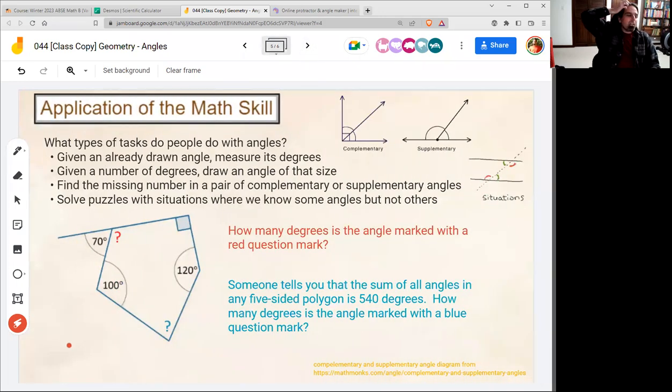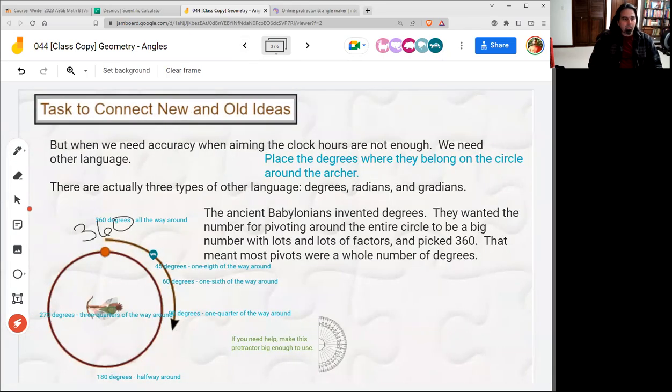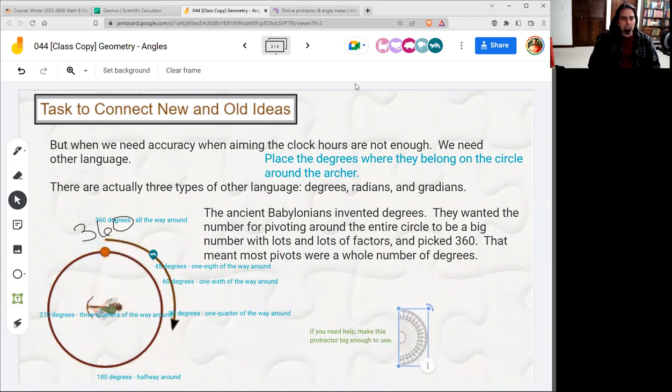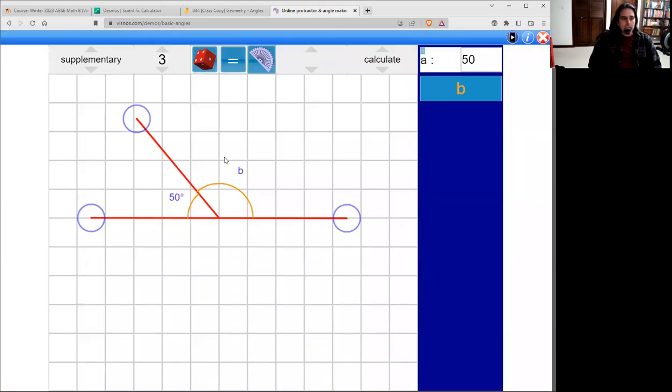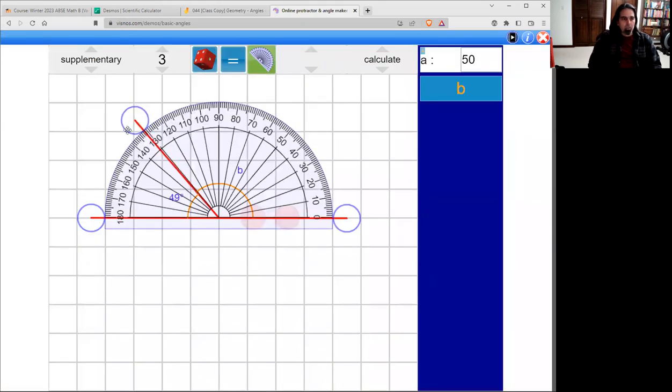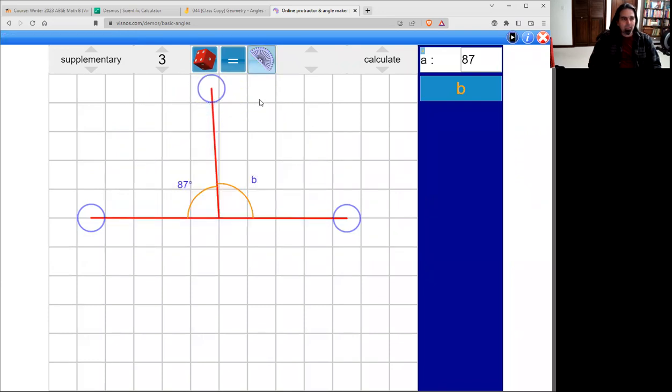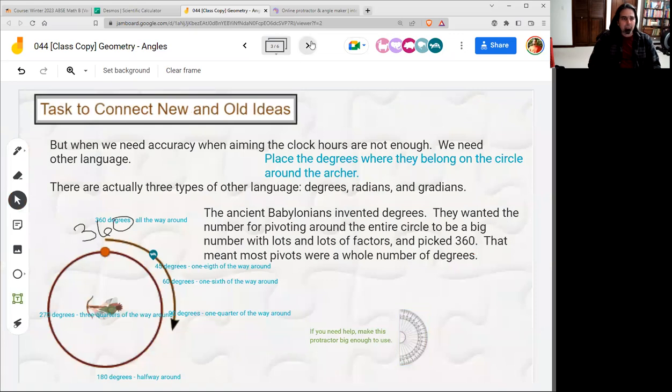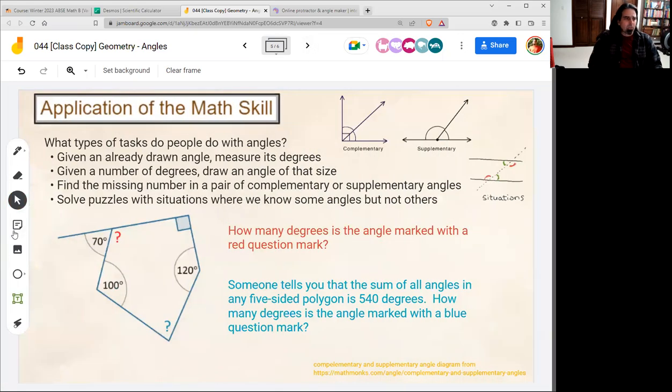In general, what kinds of things do people do with angles? They can give you an angle that's drawn, and then you're supposed to measure it. And in real life, that usually happens with a protractor. And take the protractor, put it on top, and see what the angle is. By this thing, by the way, I can make a protractor appear if I ever want to. What else can we do with angles?